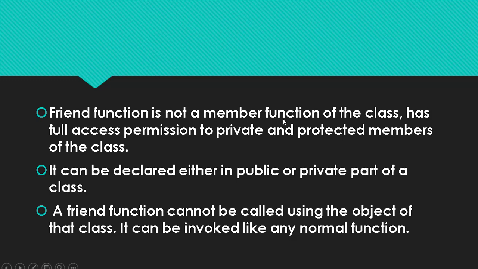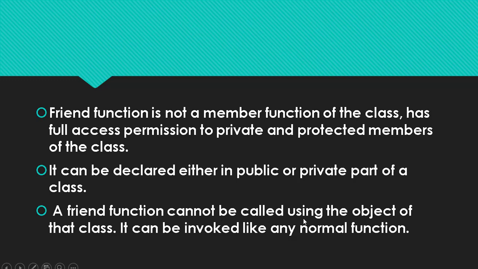A friend function is not a member function of the class. It is not a member of the class, but has full access permission to the private and protected members of the class. It can access the data members and member functions which have been declared inside the class. It can be declared either in the public or private part of the class. As I showed you in the syntax, it has been declared as public. It can also be declared as private inside the class.